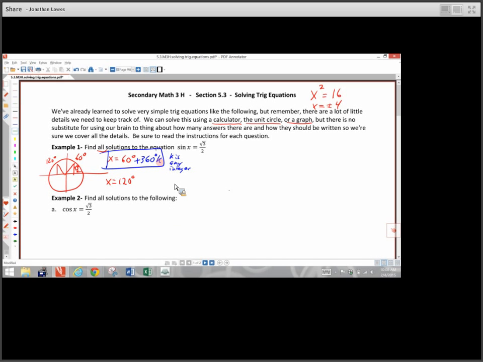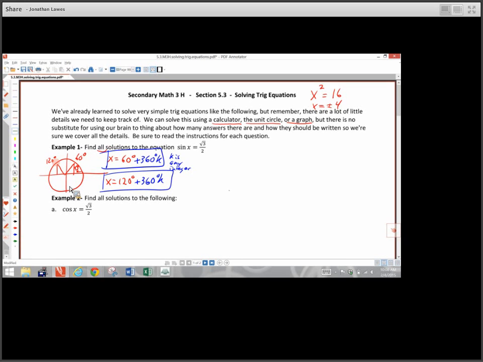Okay, so then I'm going to do the same thing for this one, and I'm going to say that answer set would produce all the answers that are coterminal with positive 120. Are there any questions on how to set that up? Okay. Sure?